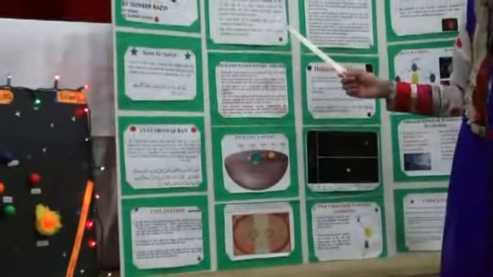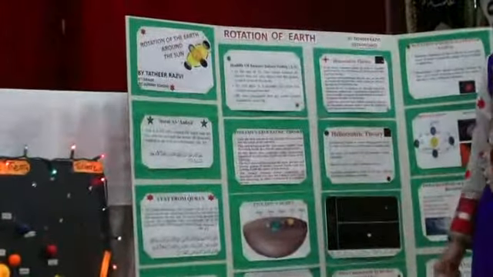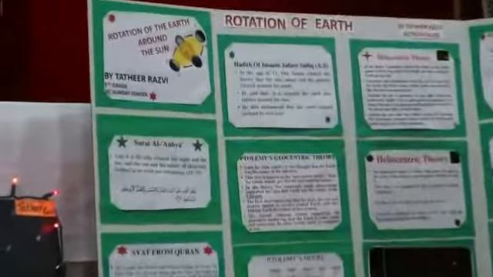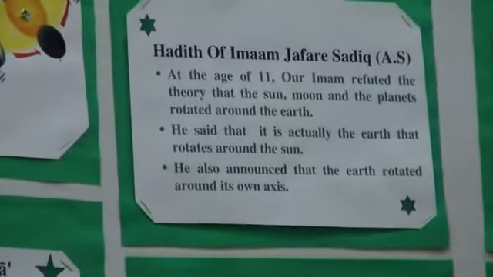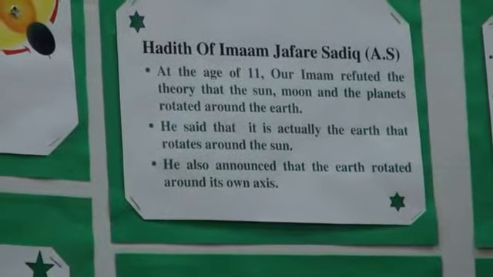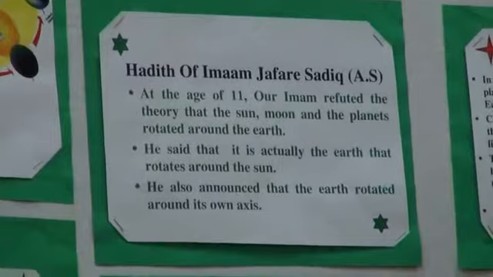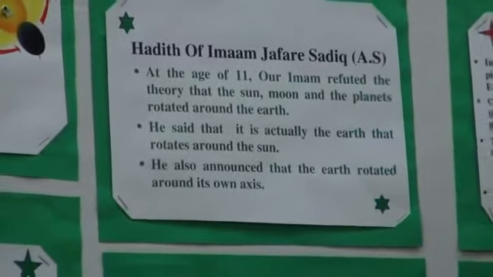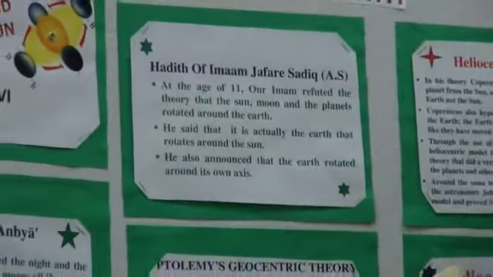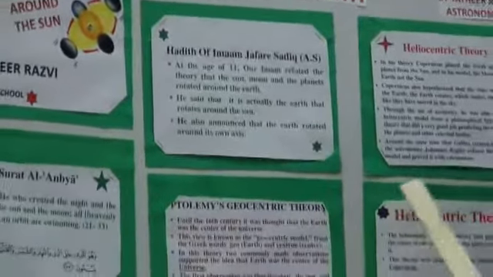Hadith of Imam Jafar Sadiq alayhi salam. At the age of 11, our Imam said that the theory of the sun, moon, and the planets rotating around the earth is wrong. He said that it is actually the earth that rotates around the sun, and he also announced that the earth rotates around its own axis.